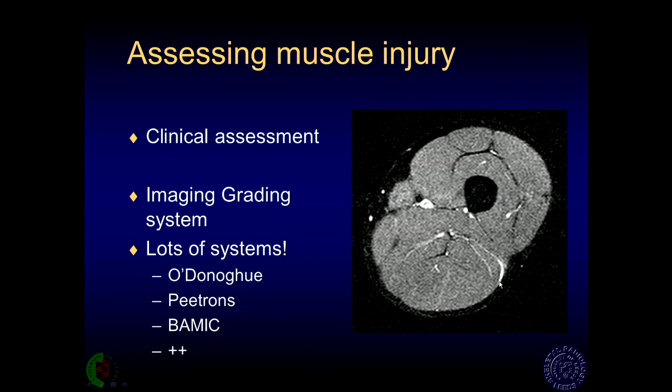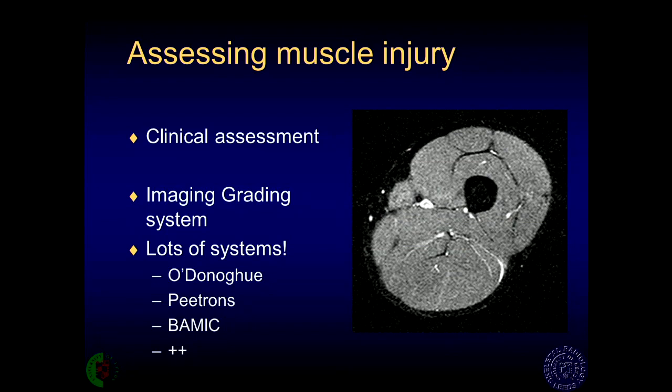And he was back playing within 7 days. So, it can be hard sometimes to assess them clinically. So what you then go on to use is an imaging grading system. And the one thing that you'll see is there are lots of grading systems available. The commonest ones in the UK are the O'Donoghue, the modified Peetrons, and the British Athletics muscle injury classification systems.